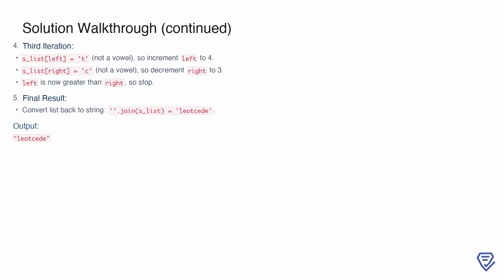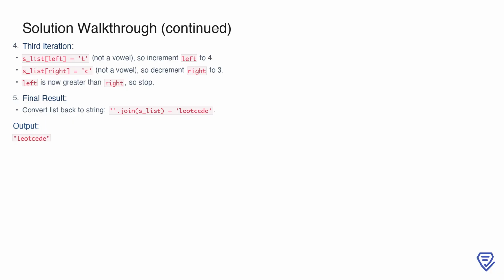In the third iteration, the characters at both left and right are T and C, respectively, neither of which are vowels. Thus, we simply move the pointers again, left increments to 4, and right decrements to 3. At this point, left exceeds right, so we stop the loop. Converting the updated list back into a string gives us LeetCode, which is returned as the final output for this example.